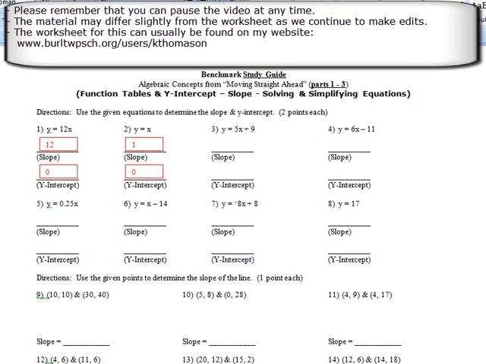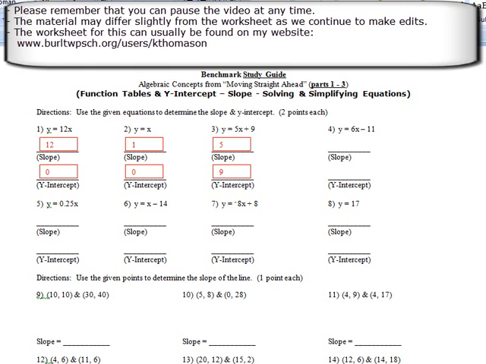Alright, number 3, y equals 5x plus 9. Again, our slope is the number that's before the x, or the number that's being multiplied against the x, and in this case it is 5. And our y-intercept is the number that's being added to the equation. So right here, 9 is being added to the equation. So our y-intercept would be 9.